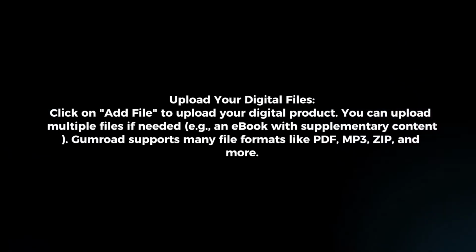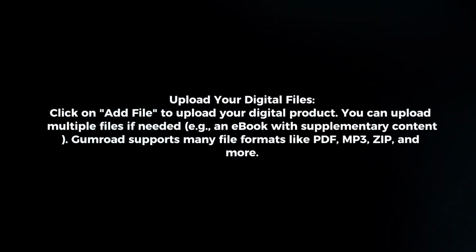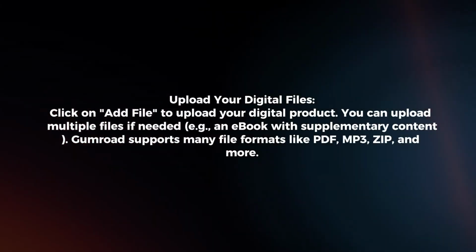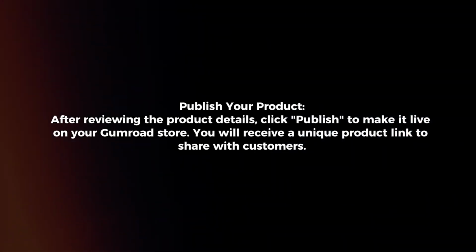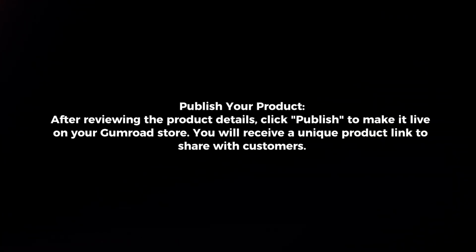Upload your digital files. Click on Add File to upload your digital product. You can upload multiple files if needed. Gumroad supports many file formats like PDF, MP3, zip, and more. Publish your product. After reviewing the product details, click Publish to make it live on your Gumroad store. You will receive a unique product link to share with customers.